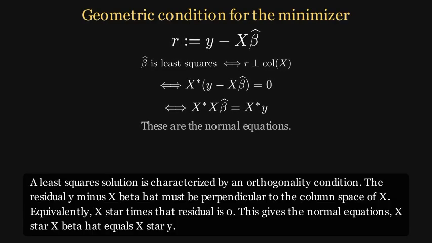A least squares solution is characterized by an orthogonality condition. The residual y minus x beta hat must be perpendicular to the column space of x. Equivalently, x star times that residual is 0. This gives the normal equations. X star x beta hat equals x star y.